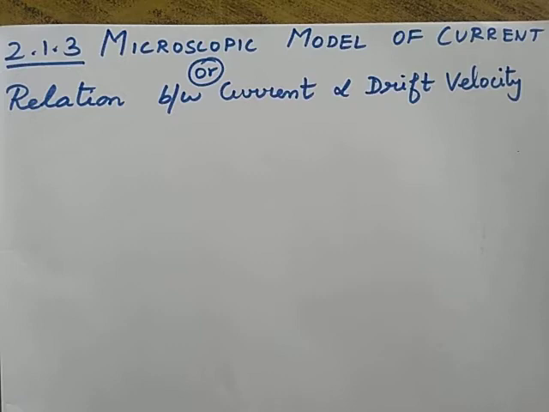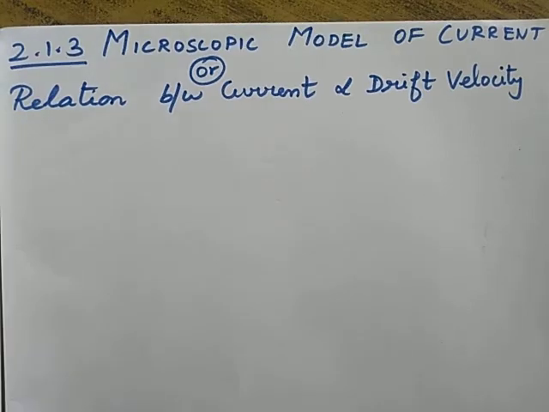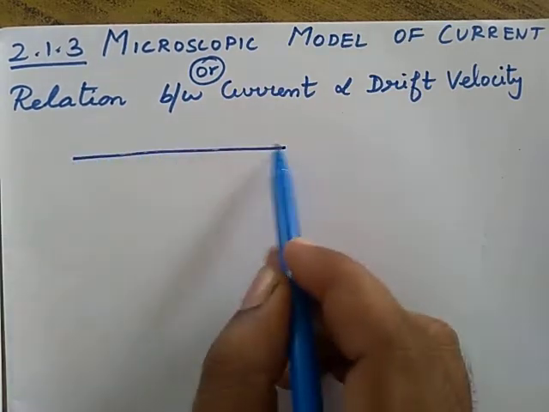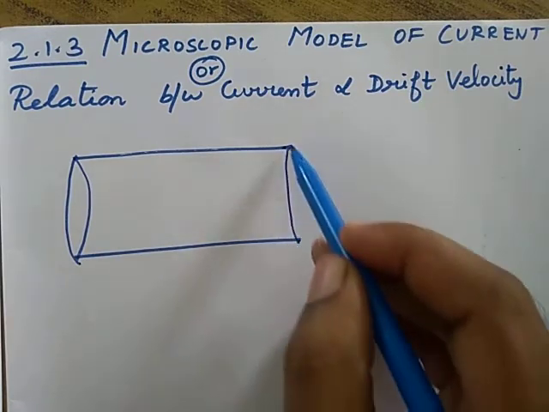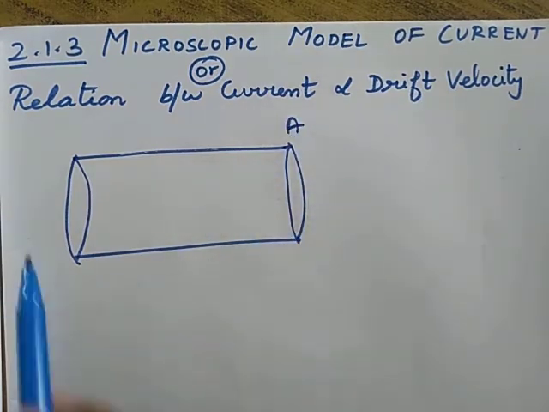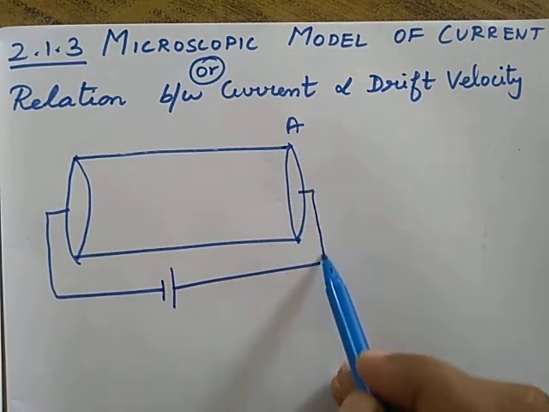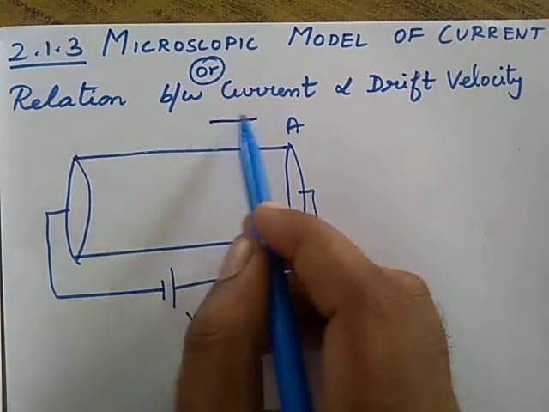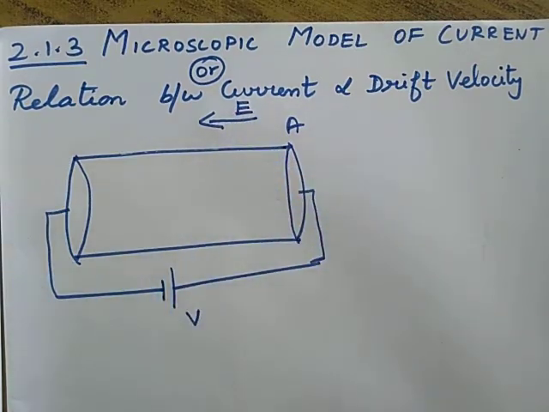Our next concept, microscopic model of current, or the relation between current and drift velocity. In this video we will see what is happening inside the conductor and what factors the current depends on. Here I consider a conductor of cross section area A. Suppose this conductor is connected with a cell of potential difference V, it creates the electric field across the conductor from positive terminal to negative terminal.